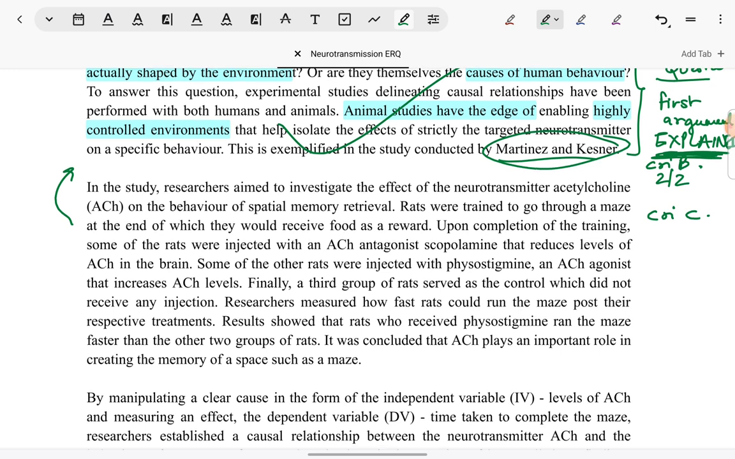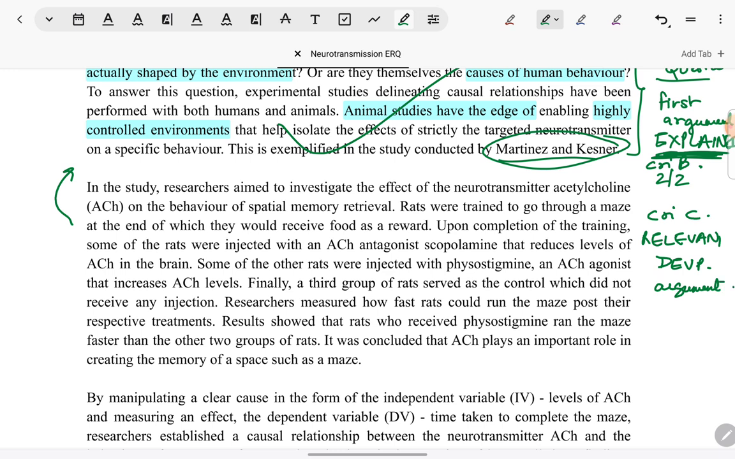Now coming to criterion C. In criterion C, we are expected to firstly, very importantly, give relevant psychological research. Also, we have to develop the argument. Equally important is to develop the argument with the help of the study. Now, a number of things to discuss here.